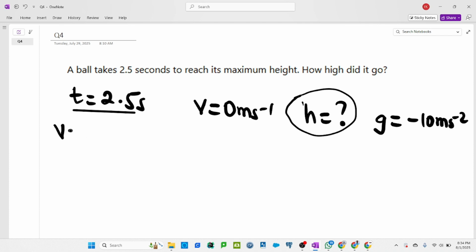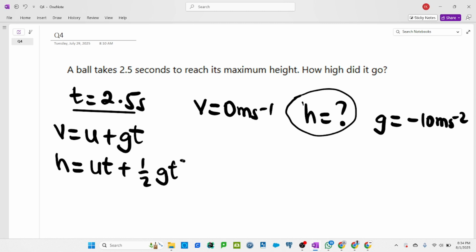So final v is equal to u plus gt, right? Then h is equal to ut plus half gt squared. And then the last one is v squared is equal to u squared plus 2gh. Now, this is what the thing is.